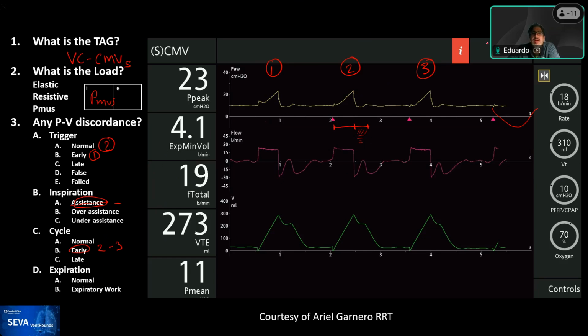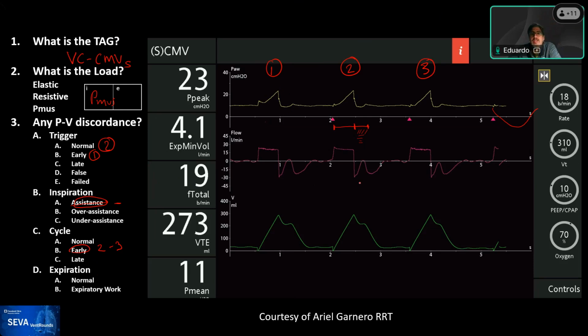Now, I just want to remind you that for breath 1, this is not an early cycle. This is a manifestation of the early trigger. The importance here is that if you treat the reverse trigger, the early cycle will be taken care of. So early trigger can cause early cycle, but the problem is the early trigger, not the early cycle.